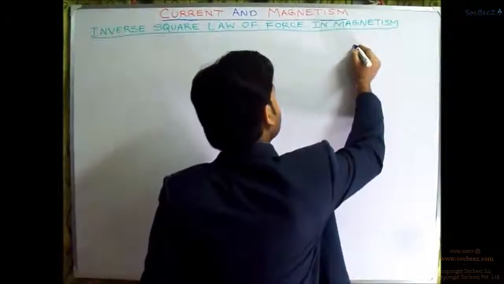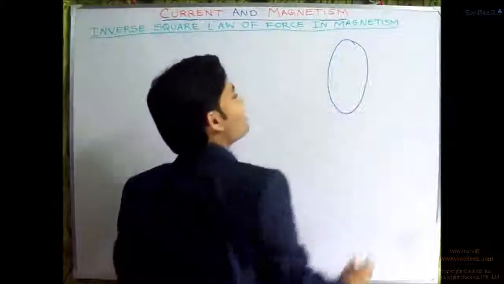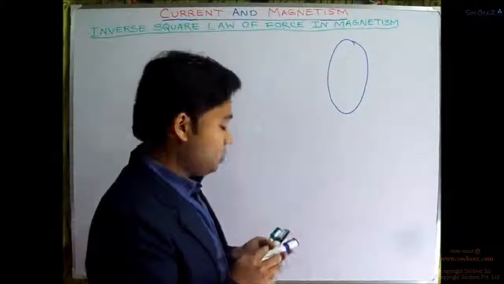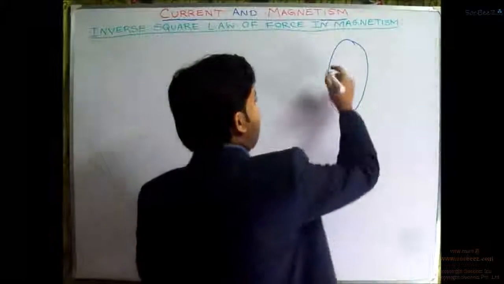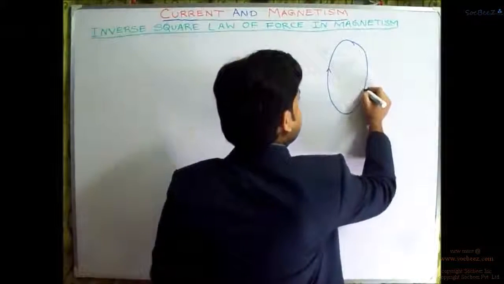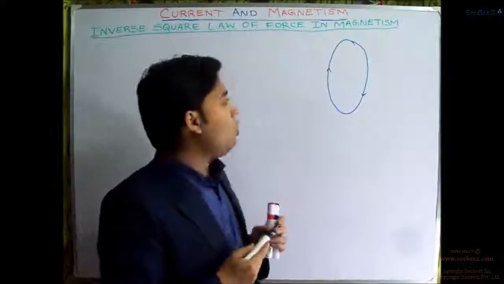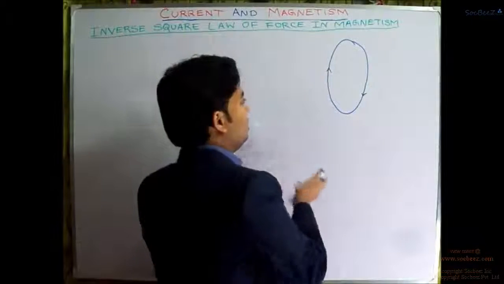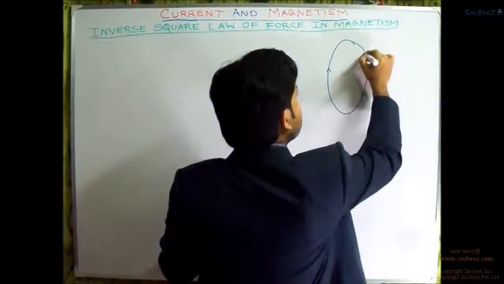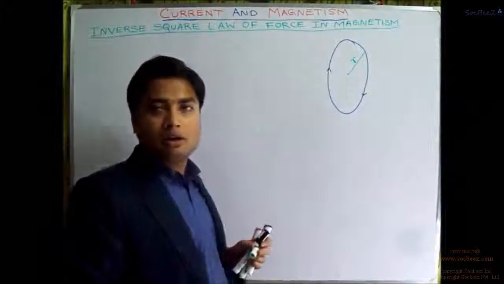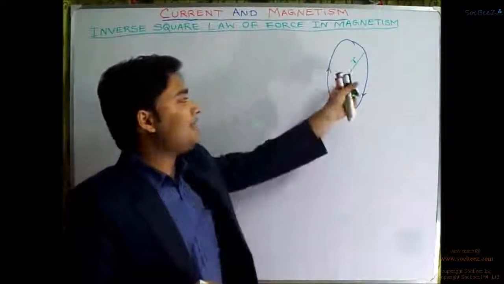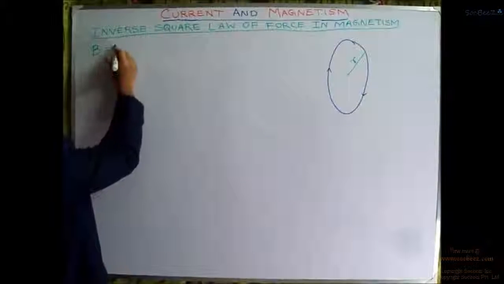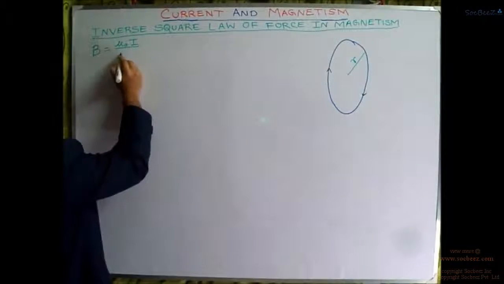Say for example, over here lies a circular current carrying conductor, and say the current is flowing like this. We know that if this circular current carrying conductor has a radius of, say, small r, then the magnetic flux at the center will be B equals mu naught I divided by 2R.